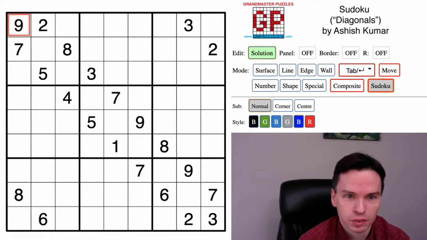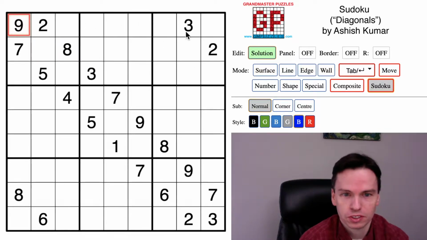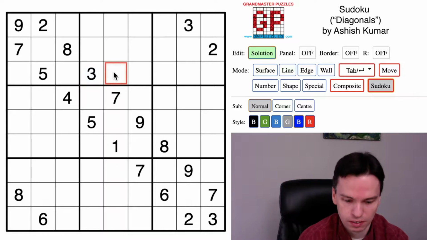So I'm here to solve the Sudoku by Ashish Kumar. While it has a diagonals theme, it really has this theme of these open white spaces, which don't give a lot of places in the grid to get progress.